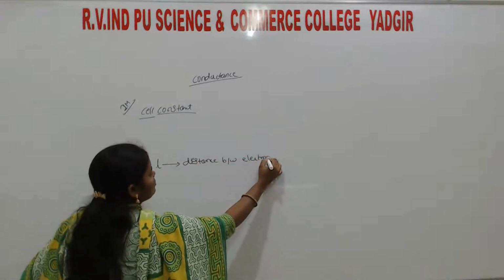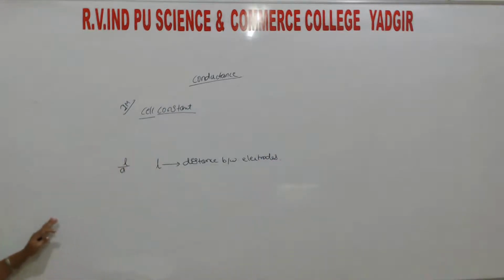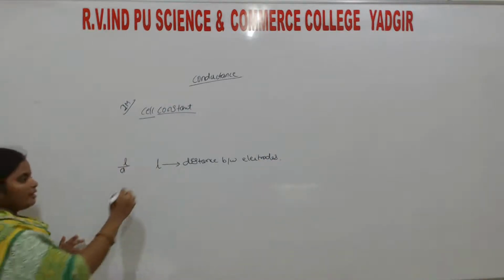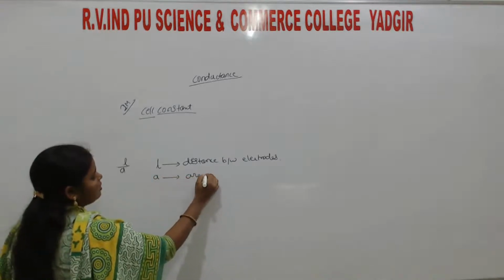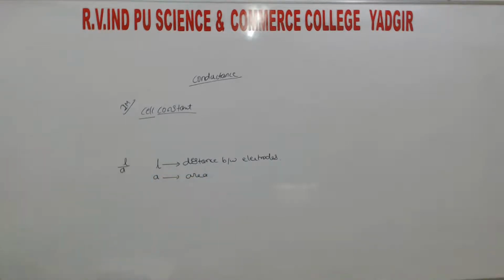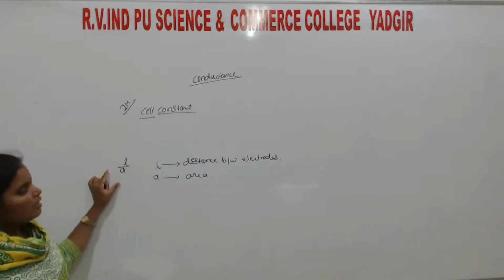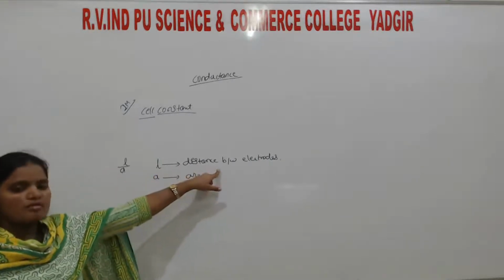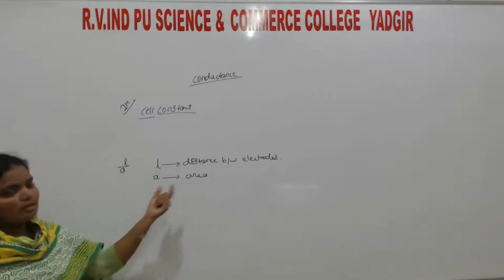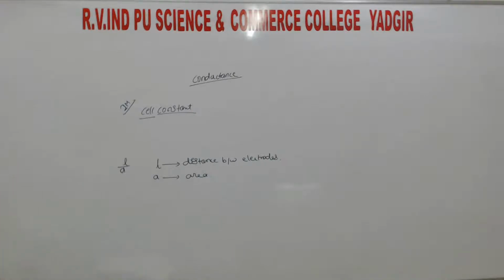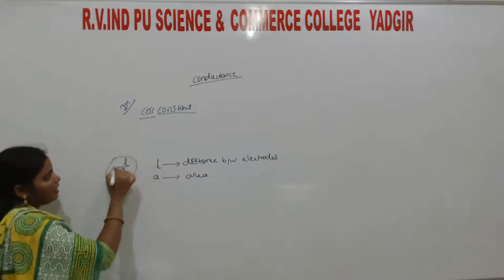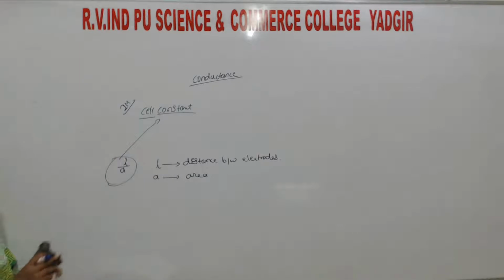Here L is the distance between electrodes and A is the area. The term L by A is a constant for a given conductivity cell. Here L is the distance between the two electrodes, and A is the area. This factor L by A is referred to as the cell constant.